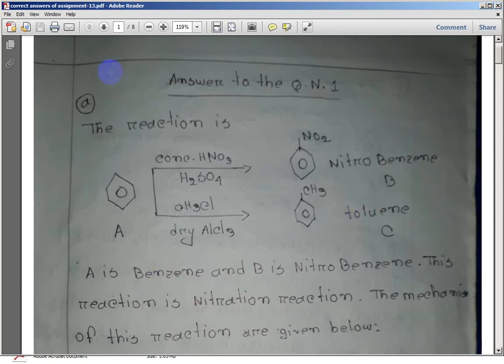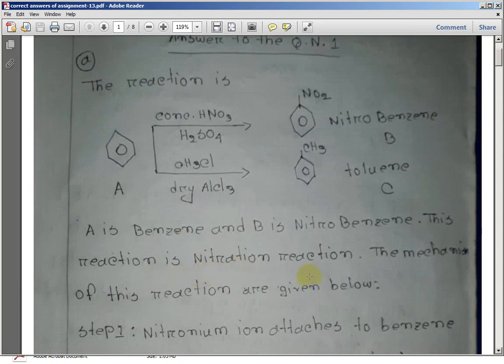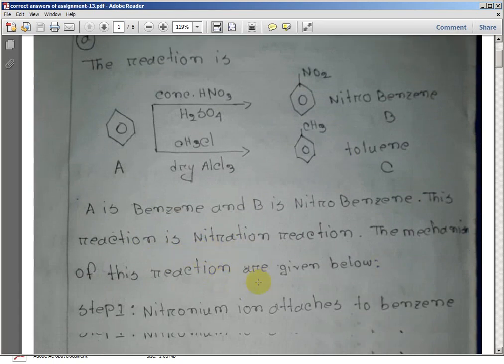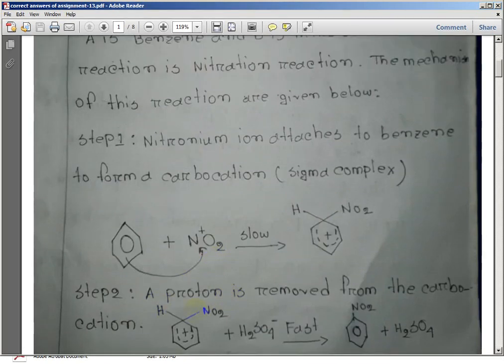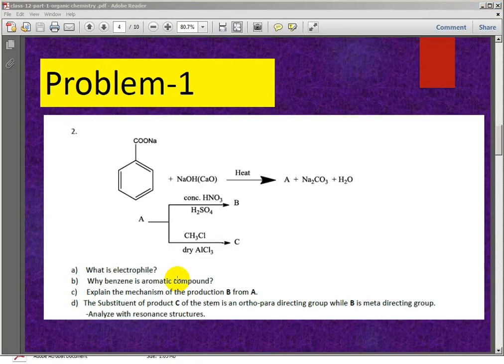So the A compound was benzene and B is nitrobenzene. This reaction is a nitration reaction. The mechanism of this reaction is given. Nitration reaction. So here, this is another compound. Yes, this one is nitration also. This one is also nitration. Explain the mechanism of the production of B from A. Nitrobenzene is formed here, B. So nitration. So this one is the answer.